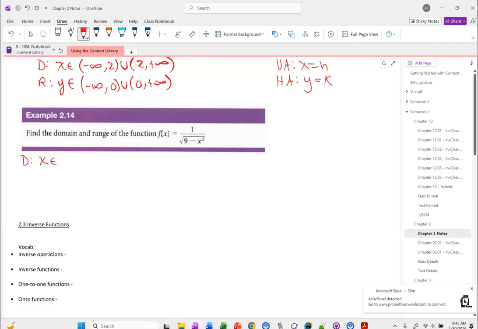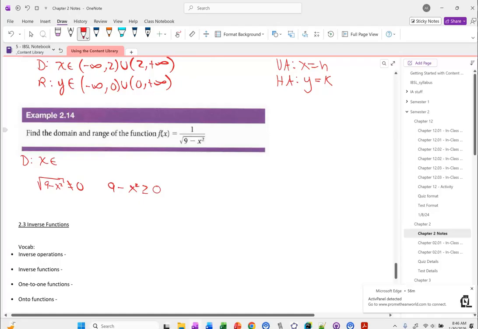For the domain, what problematic operations are going on in this function? I have division and I have a radical, right? Because I'm dividing, I know that the denominator can't be 0. And because I'm taking a radical, I know the stuff under the radical has to be greater than or equal to 0. Everybody agree with the 2 statements I wrote down?